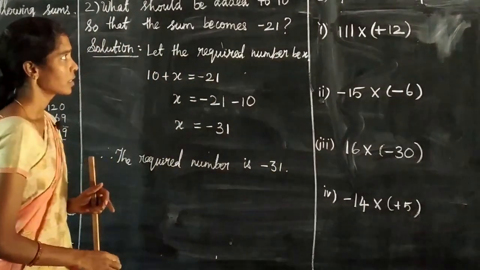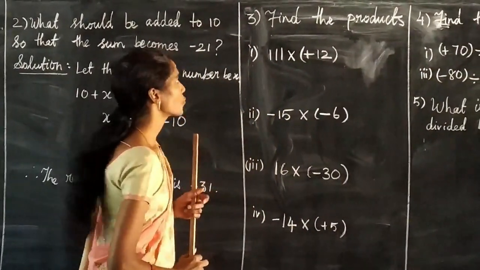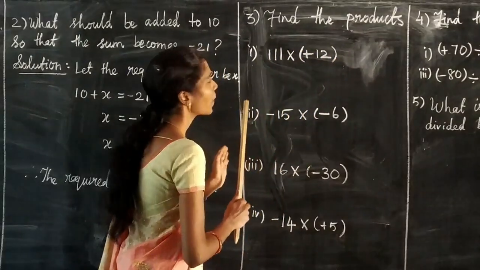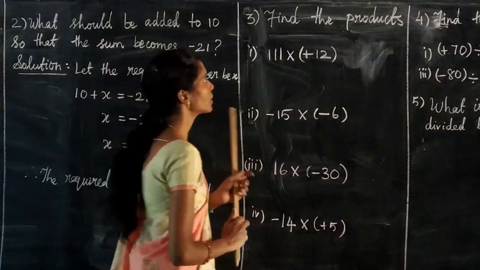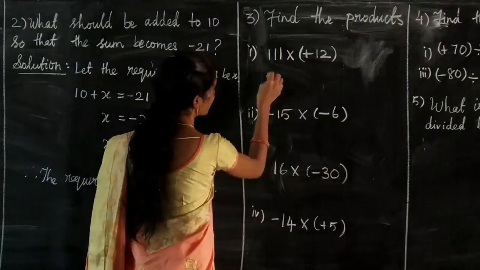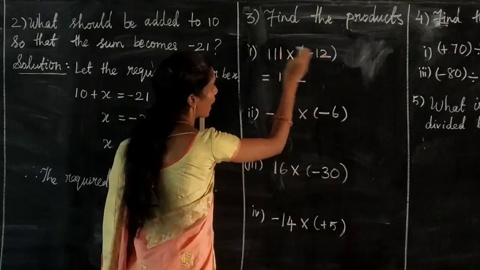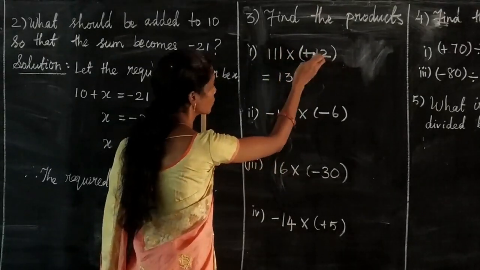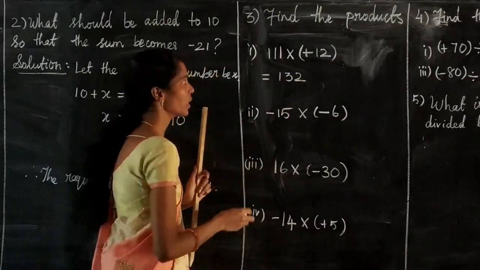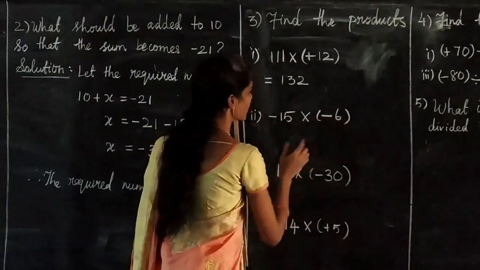Okay. Next, find the products. 11 into 12. So the two numbers are positive numbers. If we multiply two positive numbers, we will get a positive answer. We know 11 twelves are 132, and here the two numbers have the same sign, positive. So we will get positive 132, a positive integer.